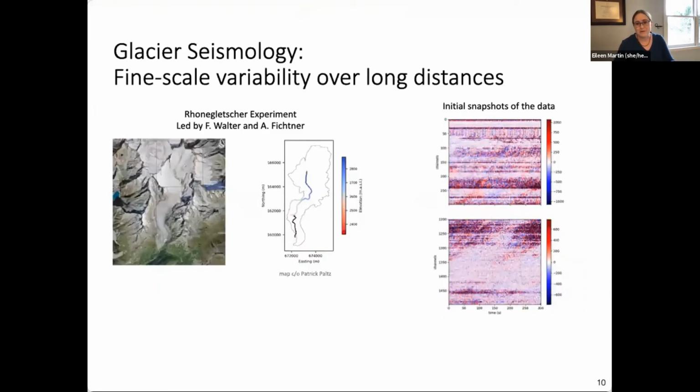Another example where we were running into these issues of having a wide variety of noises was on Rhône Glacier, on an experiment that was led by my collaborators Fabian Walter and Andreas Fichtner. And this was about 10 kilometers worth of fiber optic cable deployed over this glacier that has tons of melt streams, ice quakes going on, lots of wind. We even see signals from a sunrise and sunset every day. These kinds of things really affect our data, and they make it really hard to manually go through and understand what's there.